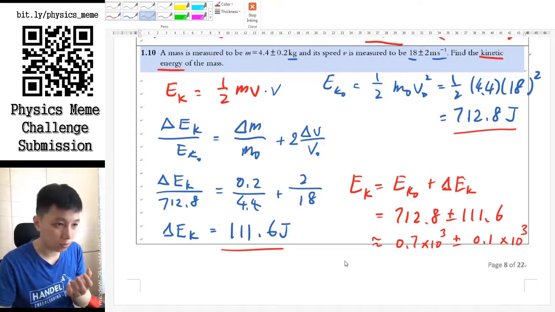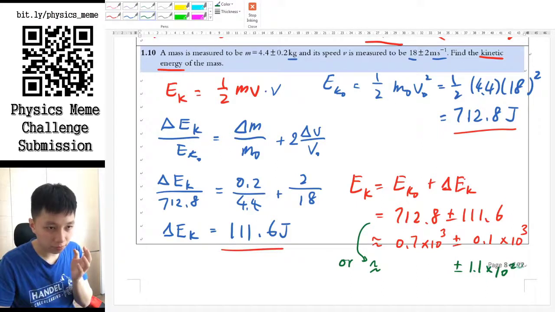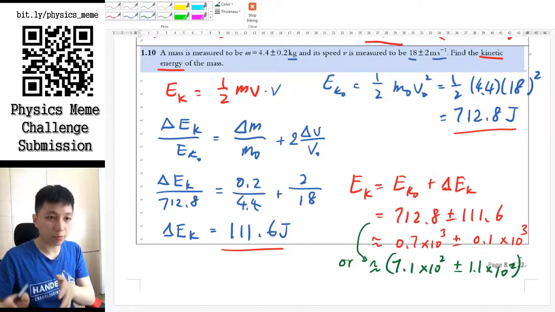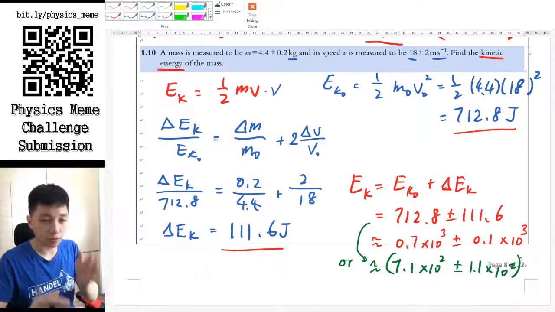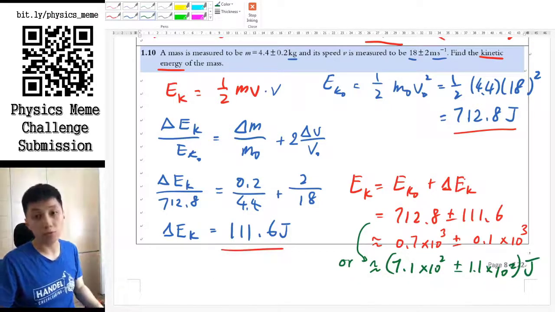Or you can also do 2 sig fig. In this case, that will be 110, so 1.1 times 10 to the power of 2. And this one will become 7.1 times 10 to the power of 2 as well. So then the decimal places, or the digits, would match. And the unit will be joule, and these two could be the answer.